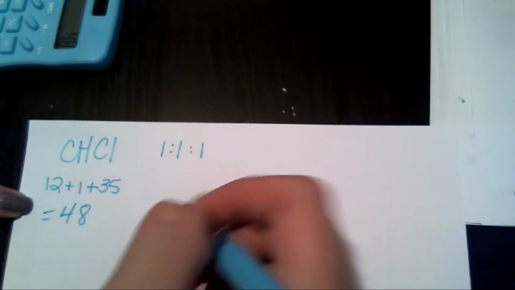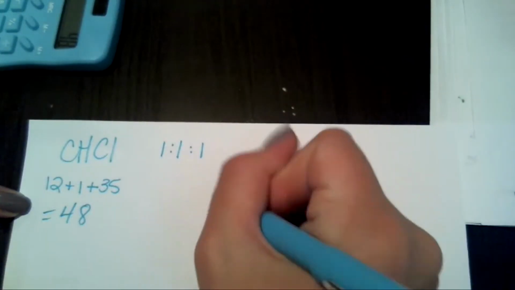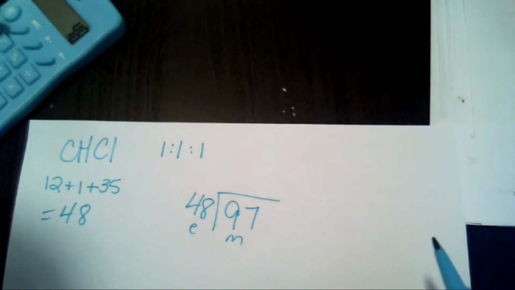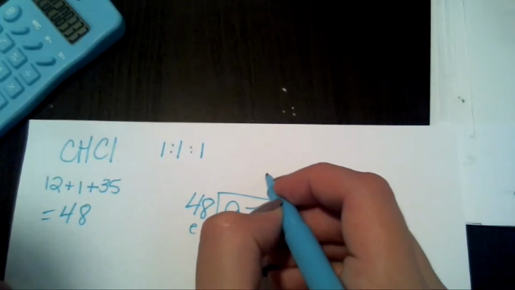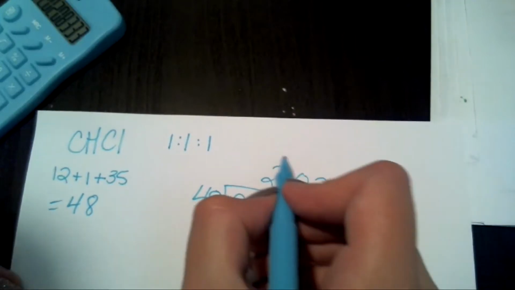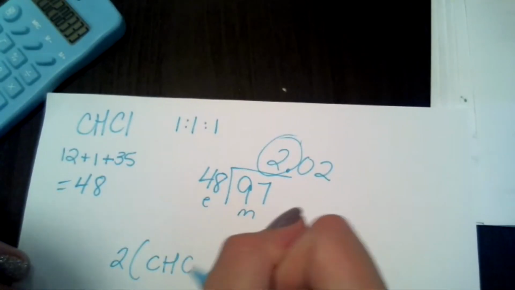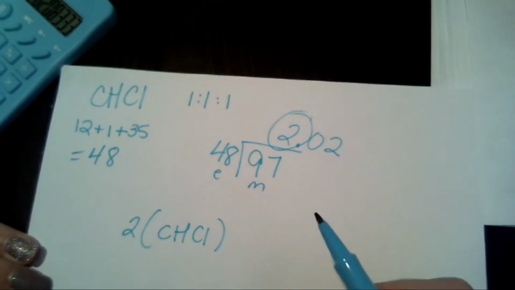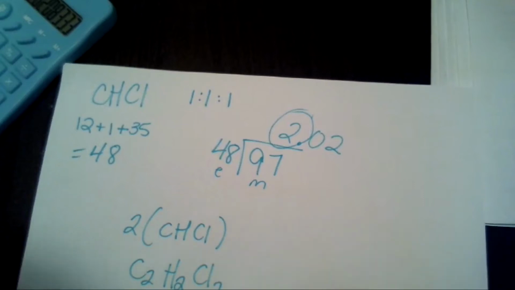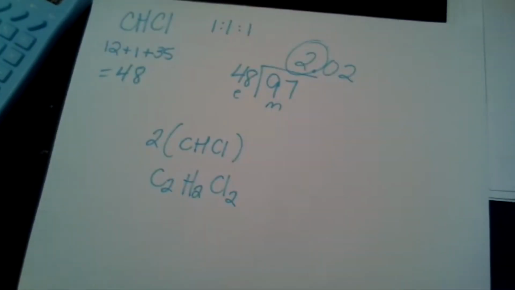And I know that the molar mass is actually 97. So I'm going to do 97 divided by the 48. This is the empirical and the molecular. 97 divided by 48 is going to give me basically 2. It's 2.02. It's essentially 2. So what I'm going to do is take this 2 and multiply it by the formula, which means my actual formula is C2H2Cl2. Now, that's what I got from doing the math.